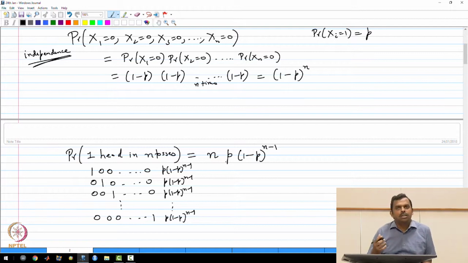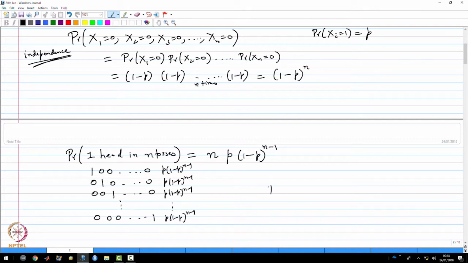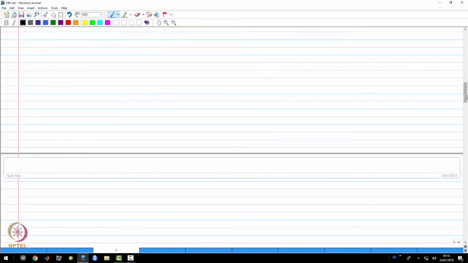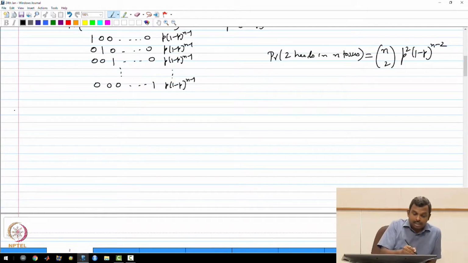It's easy to count these cases. Sometimes the calculation can get a bit painful. So for instance, if you want to ask the question, probability of 2 heads in n tosses, here you will have a slightly more complicated answer: n choose 2, p squared, (1 minus p) power n minus 2. The p squared into (1 minus p) power n minus 2 is easy to see, but then how many possibilities are there with exactly 2 heads? That is n choose 2. So this is how independent events are dealt with. We can have slightly more complicated situations, which we'll look at next in the second example.